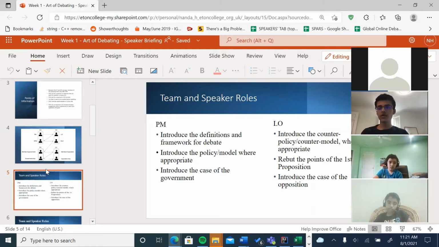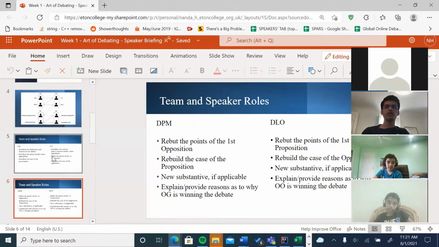The leader of opposition does the exact same, except for the opposite side. So you introduce your counter proposal or counter policy. So instead of what the government is doing, what would you rather do? And then respond to the previous points and make your own points for the opposition.